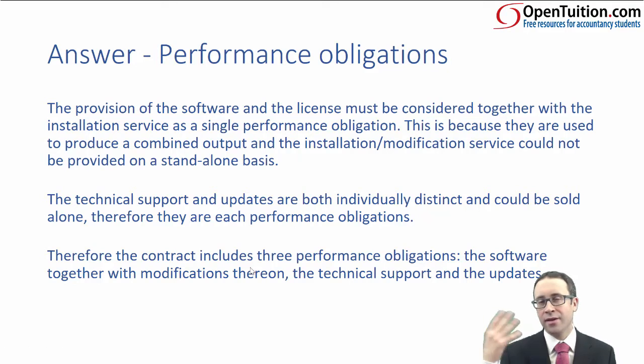I've summarised it there. I think it's what we've got in the answer at the back of the notes. So the provision of the software and the license must be considered together as a single performance obligation because they are used to produce a combined output, and the installation or modification could not be provided on a standalone basis. The technical support and updates are both distinct and could be sold alone, so they are separate obligations. So therefore there are 3 obligations. Okay, excellent.